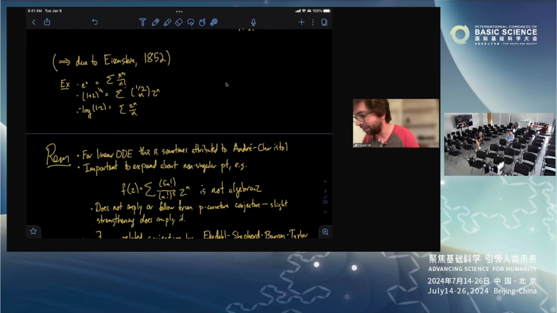So here I've written down an example. If you take f of z to be the sum of (5n)! over (n!) to the 5th times z to the n, this power series satisfies a linear ODE. And you can do a little computation with the p-adic valuations of these numbers and check that they're integers. But this is not an algebraic function. I claim this does not contradict the conjecture because it's a power series expansion of a solution at a singular point. I don't know of a counterexample for linear ODE, and I'll talk a little bit about what we do know for linear ODE shortly.